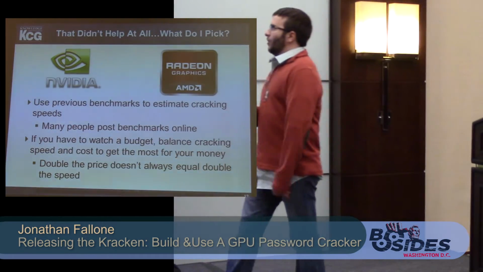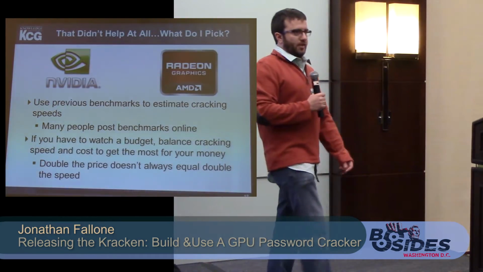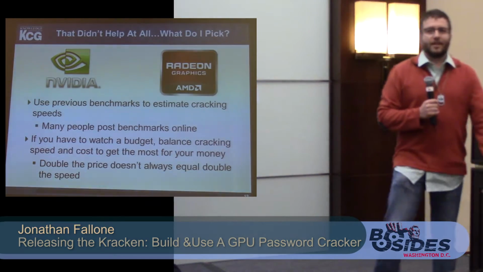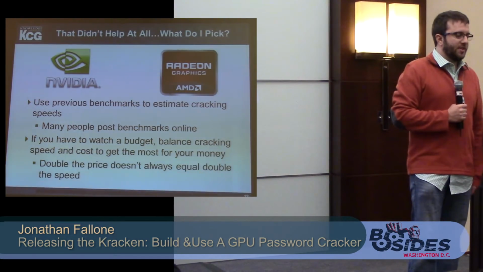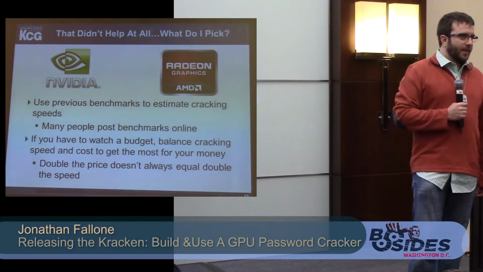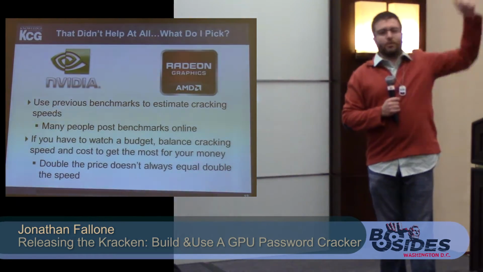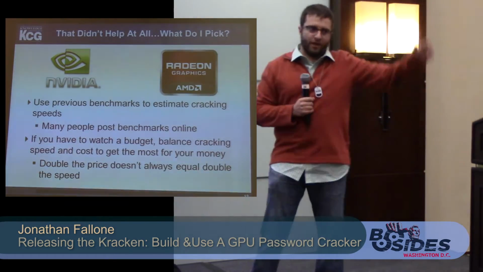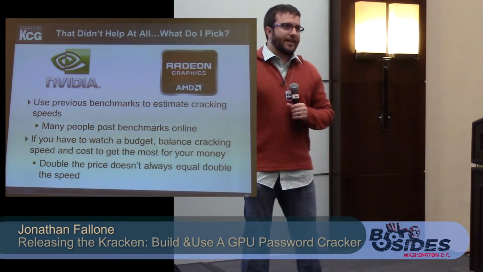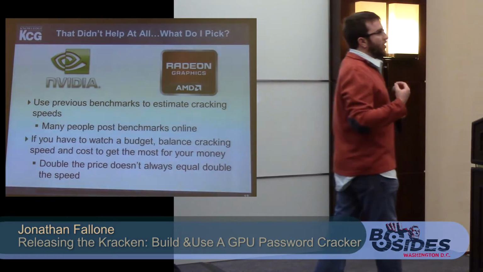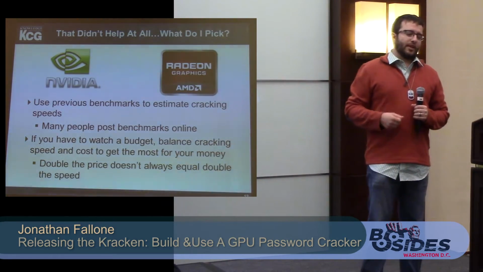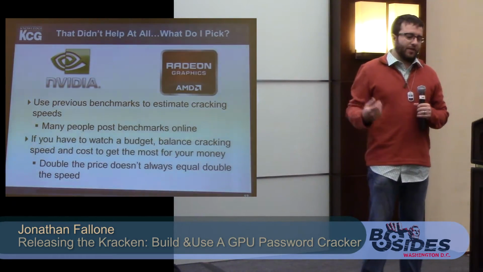So let everybody else do the work for you. There are tons of benchmarks already online. If you go to the HashCat forums, people love showing off their hardware. You can go and see how fast does a NVIDIA 770 run? How fast does an AMD 280 run? Somebody's posted a benchmark, I guarantee, already up there. You can use that to calculate very quickly how many hashes I'm, on average, going to be able to crack with certain cards.